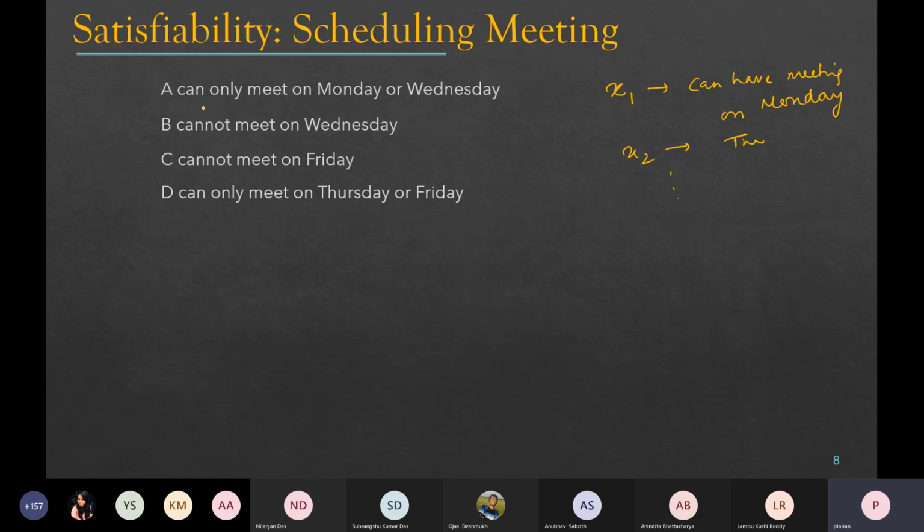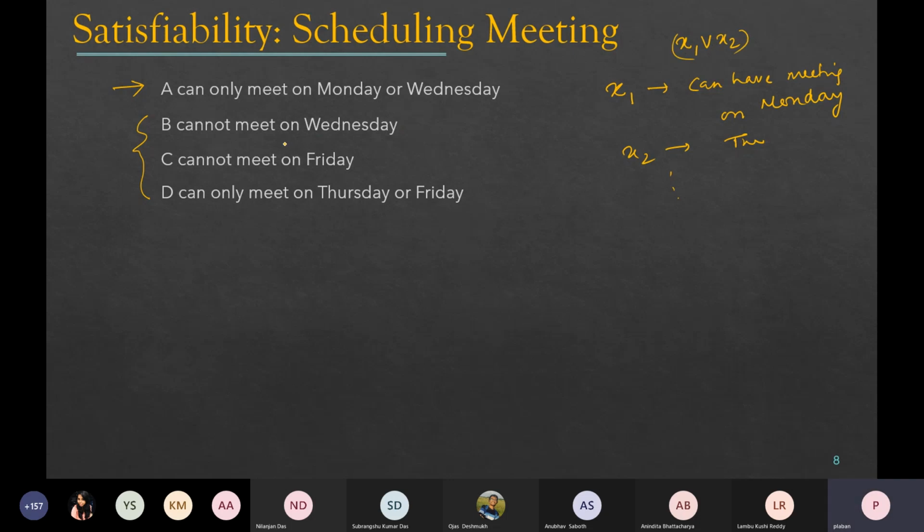So if A can meet only on Monday and Wednesday, then we just say that there can be a meeting on either Monday or Wednesday. How do we represent that? We can say x1 or x3. So this is true, right?